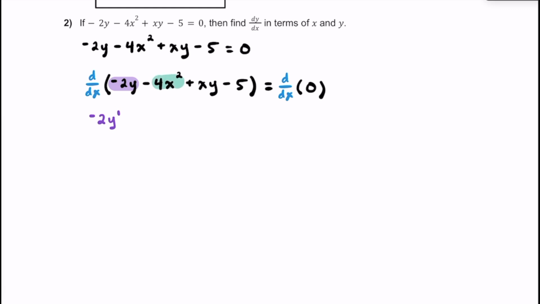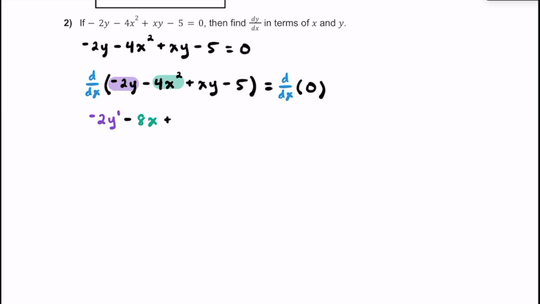The second term is minus 4x to the second power. I'm going to keep the minus sign here. And if we use the power rule, 4 times 2 is going to be 8. So we're looking at 8x raised to the first power. Take away 1 from the 2. And then afterwards, we have a plus sign here, so I'm going to keep the plus sign.